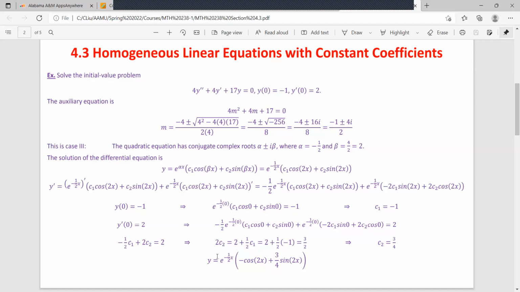Okay. So at the end, the final result or the solution for the initial value problem is just y equal to e to the negative half x times negative cosine 2x plus 3/4 sine 2x, if we plug in negative 1 for c1 and 3/4 for c2. So that's the answer. Any questions? So we're going to finish this section next time.